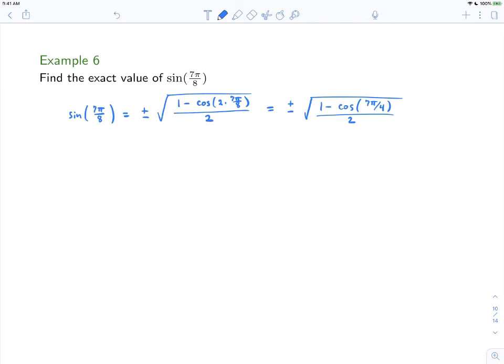All right, well, again, we need to figure out whether this is positive or negative. In order to do that, we need to figure out what quadrant 7 pi over 8 is in. So we draw the unit circle.